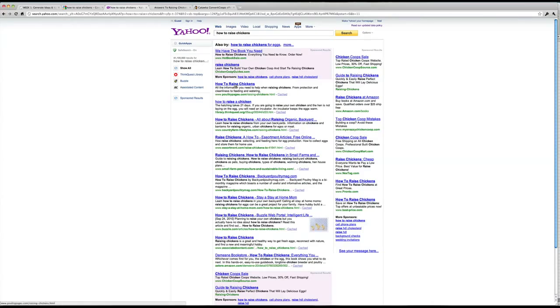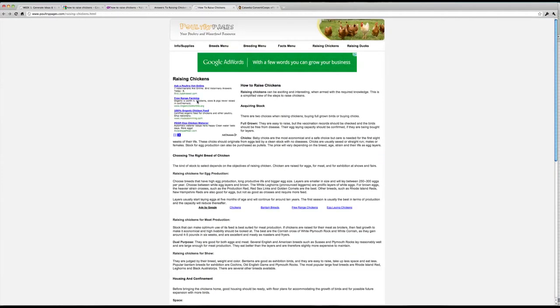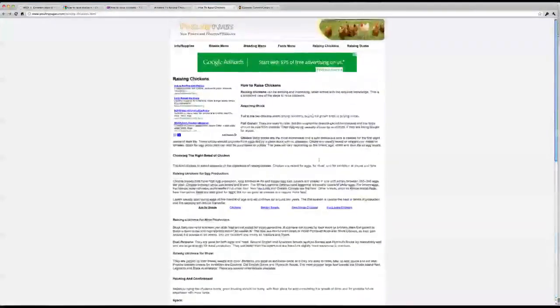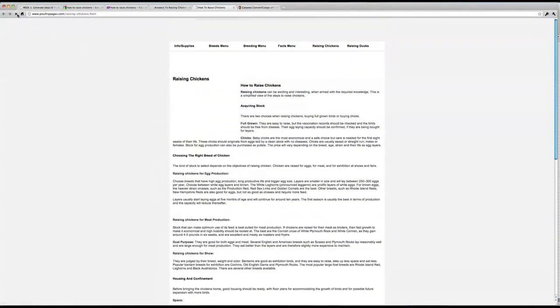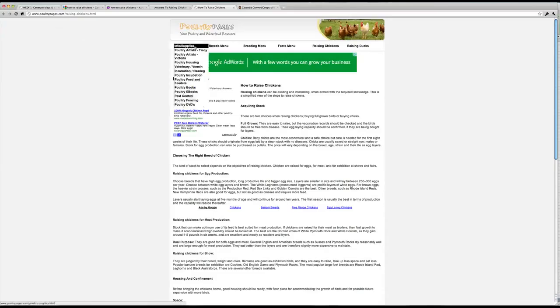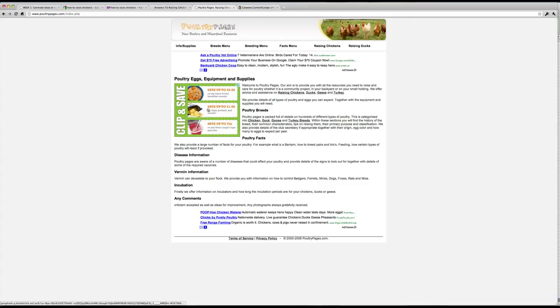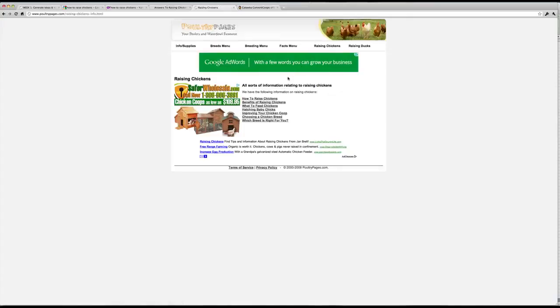Poultry pages. That's a good one to look at. Let's look at poultry pages. That's going to be a content site. Free range farming, organic chicken feed, poop free chicken waterer. Let's look here. See what else they might have. Breeds and breed menu. Let's just come up here to the main page. Again, what I'm looking for is advertising on the main site. Okay, that's a coupon ad. Raising chickens. There we go.